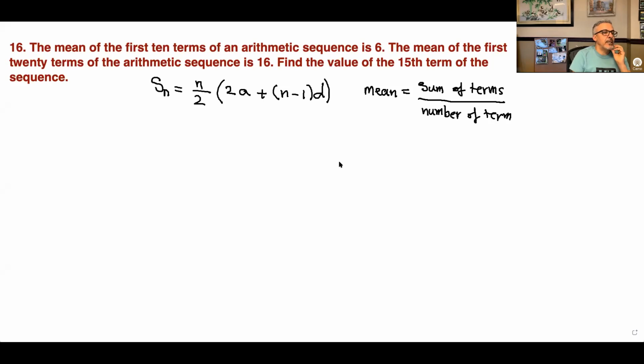So here is a high level IB math question. The mean of the first 10 terms of an arithmetic sequence is 6. The mean of the first 20 terms of the arithmetic sequence is 16. And we know the mean is the sum of terms divided by the number of terms. And this is the equation for the arithmetic sequence to find the sum. So therefore, it's going to be this part of the equation on top of the number of terms.